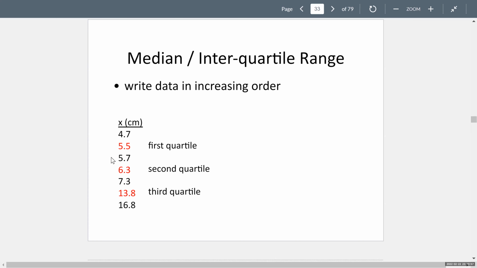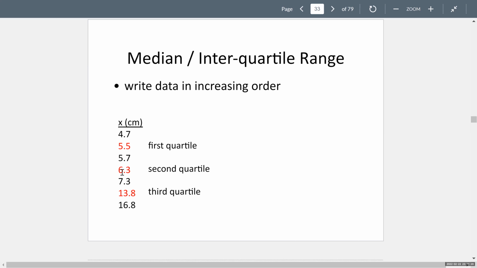Similarly, we can take the lower half of the data set and find the observation that's in the middle of it. That defines the first quartile. We're a quarter of the way through our data set. And then same thing, top half of the data set, find the middle observation. That gives us the third quartile. We're 3/4 of the way through the data set.